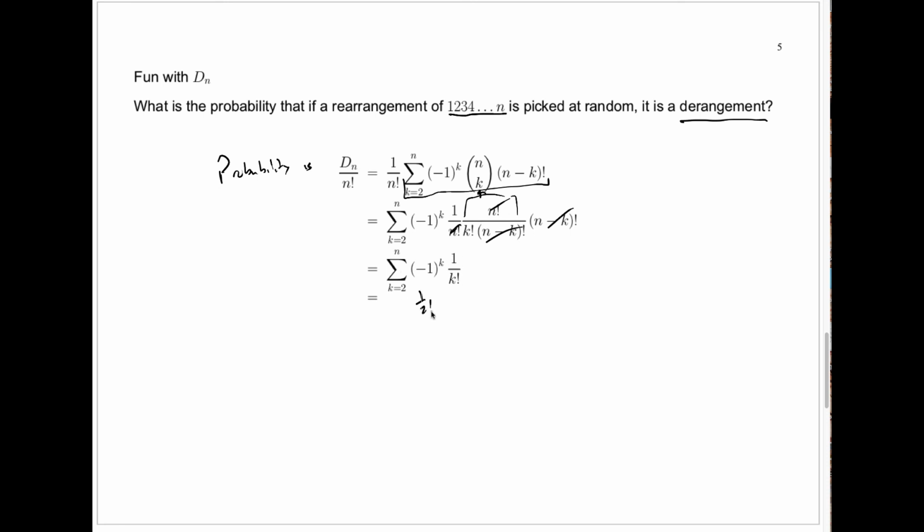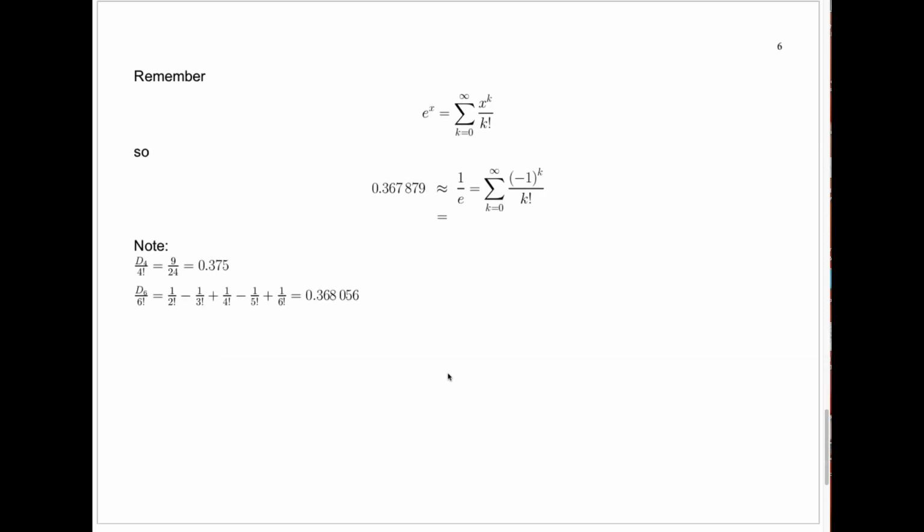That's just 1 over 2 factorial minus 1 over 3 factorial plus 1 over 4 factorial minus 1 over 5 factorial. And we'll keep going, alternating plus and minus, until we get to plus or minus 1 over n factorial at the end. And note that there'll be a plus if n is even, a minus if n is odd. And this formula might or might not look familiar to you. Why might it look familiar?